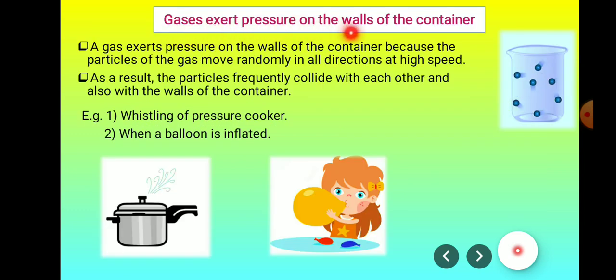Gases exert pressure on the walls of the container. A gas exerts pressure on the walls of the container because the particles of the gas move randomly in all directions at a high speed and there is very little force of attraction between these molecules. So they move randomly. As a result, the particles frequently collide with each other and also with the walls of the container. Examples are the whistling of a pressure cooker and when a balloon is being inflated.